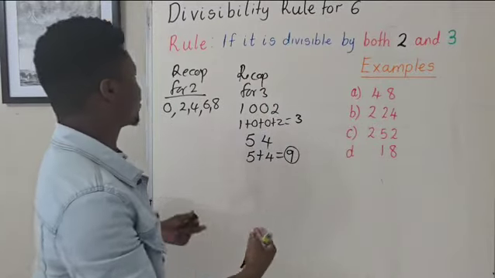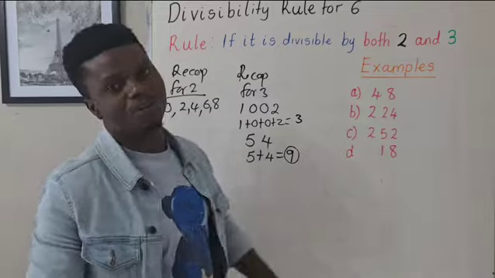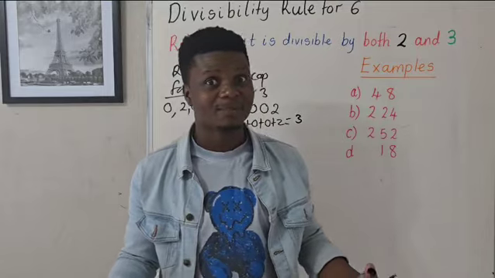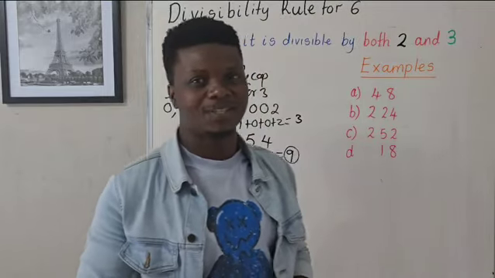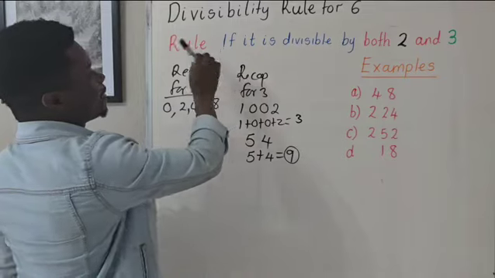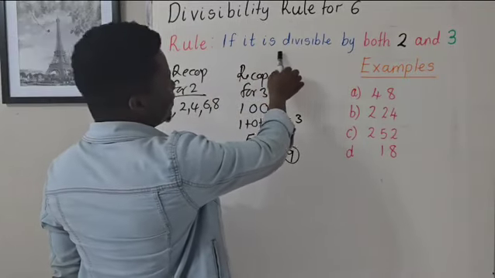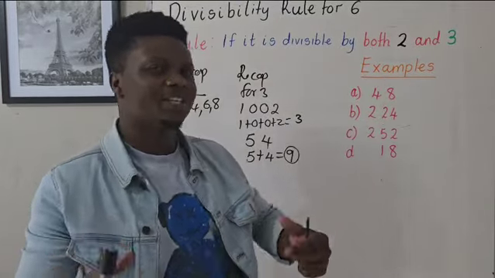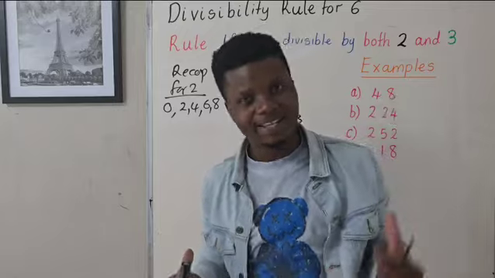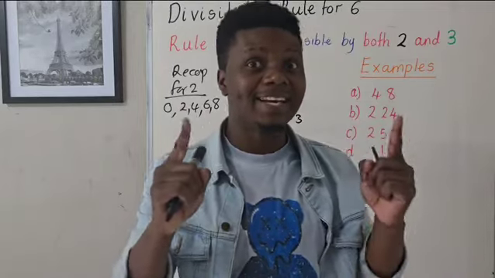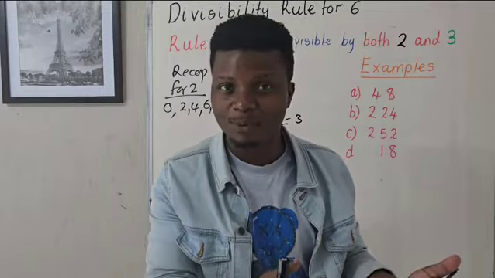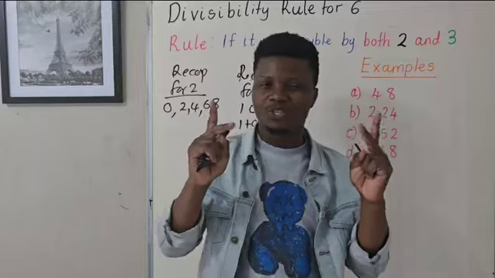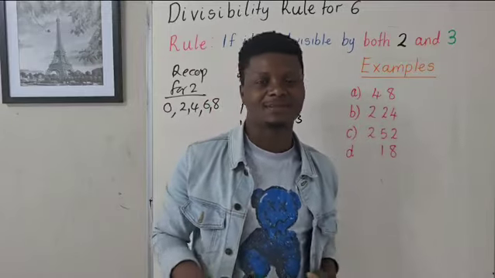Now that you know how to check the divisibility for 2 and for 3, you can jump right into the divisibility rule for 6. So what does the rule say? It says the number must be divisible by both 2 and 3. All you need is the divisibility rule for 2 and the divisibility rule for 3. The number has to be divisible by 2 and has to be divisible by 3. If those two conditions are met, yes, it is divisible by 6.